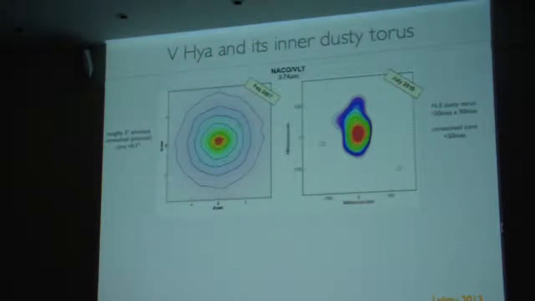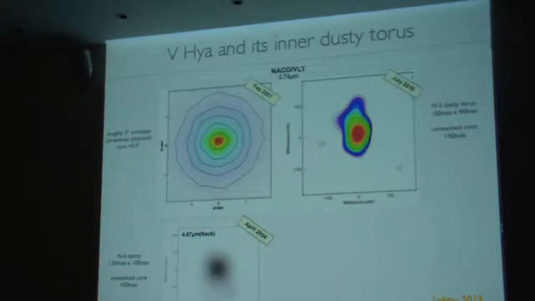Now, in the same filter, we observed with aperture masking, and you see that the resolution is much better. This is north-south, and that's east-west. In the same direction as the torus and the disk that was observed before, we find a more or less dusty torus of about 150 to 90 milliarc seconds, and the star is right in the middle, about 20 milliarc seconds. We can just about resolve that one.